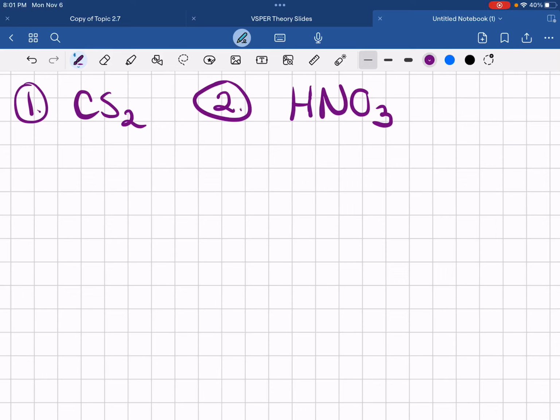Hey, PChem, let's practice with some Lewis structures since we didn't get a lot of time to work on it the other day. The first one we're going to start with is carbon disulfide. We're going to go ahead and figure out how many electrons we have in the bucket.